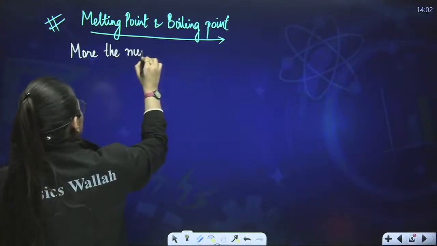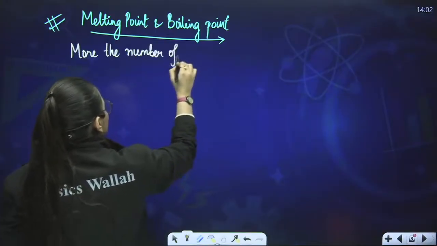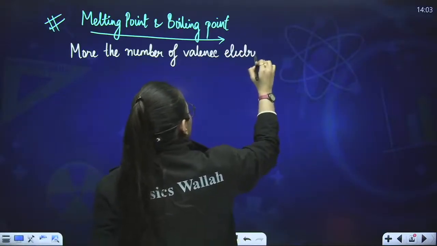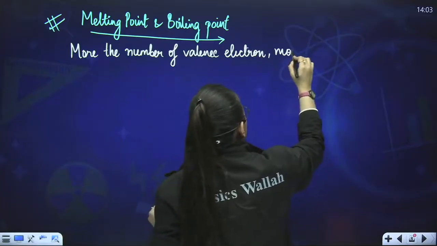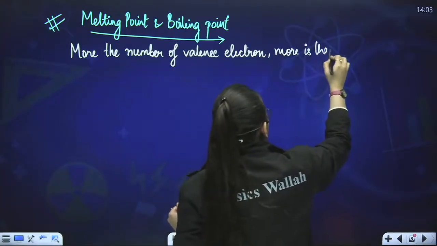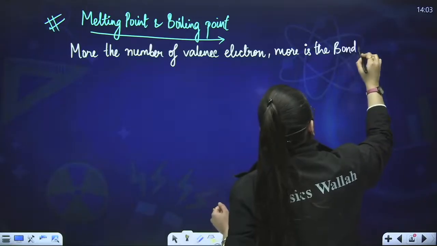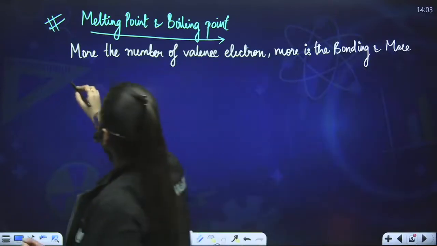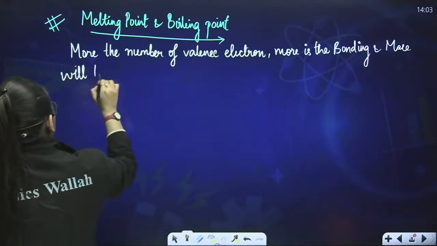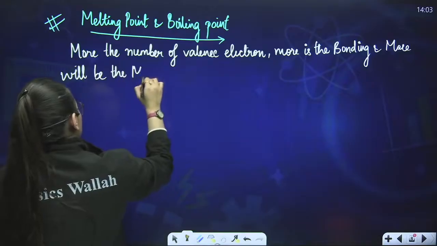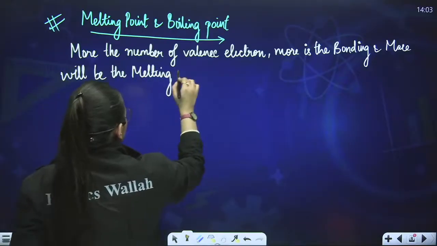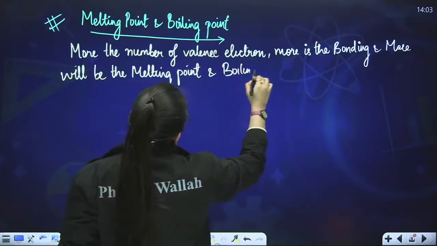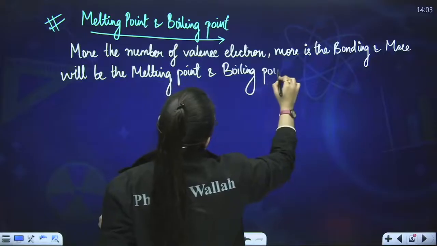number of valence electrons, more is the bonding, and more will be the melting point and boiling point.